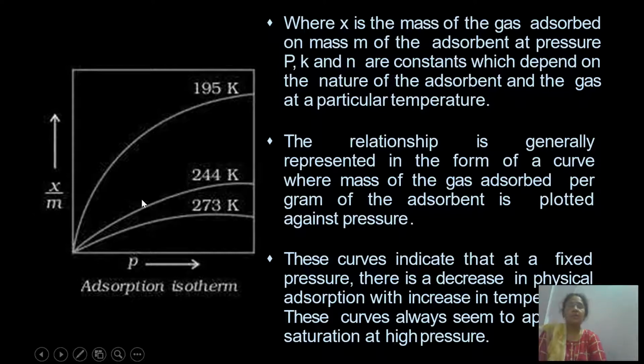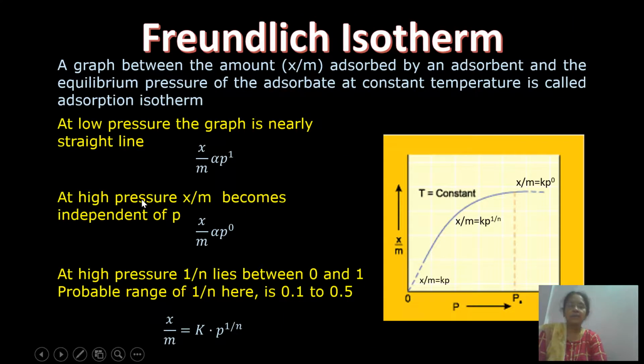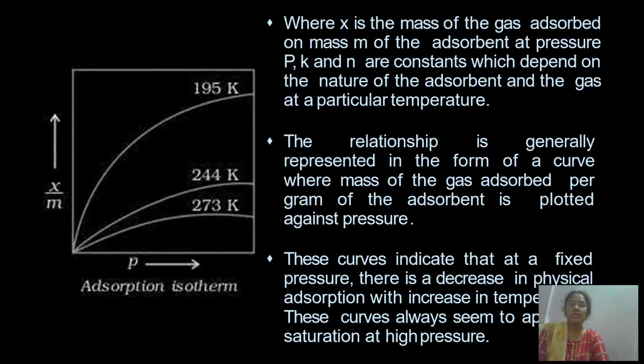These curves indicate that at a fixed pressure there is a decrease in physical adsorption with increase of temperature. That is the adsorption isotherm at constant temperature. Graph x by m versus p. These curves always show that at the saturation point, the adsorption increases, and when it reaches the saturation point, then it becomes constant.